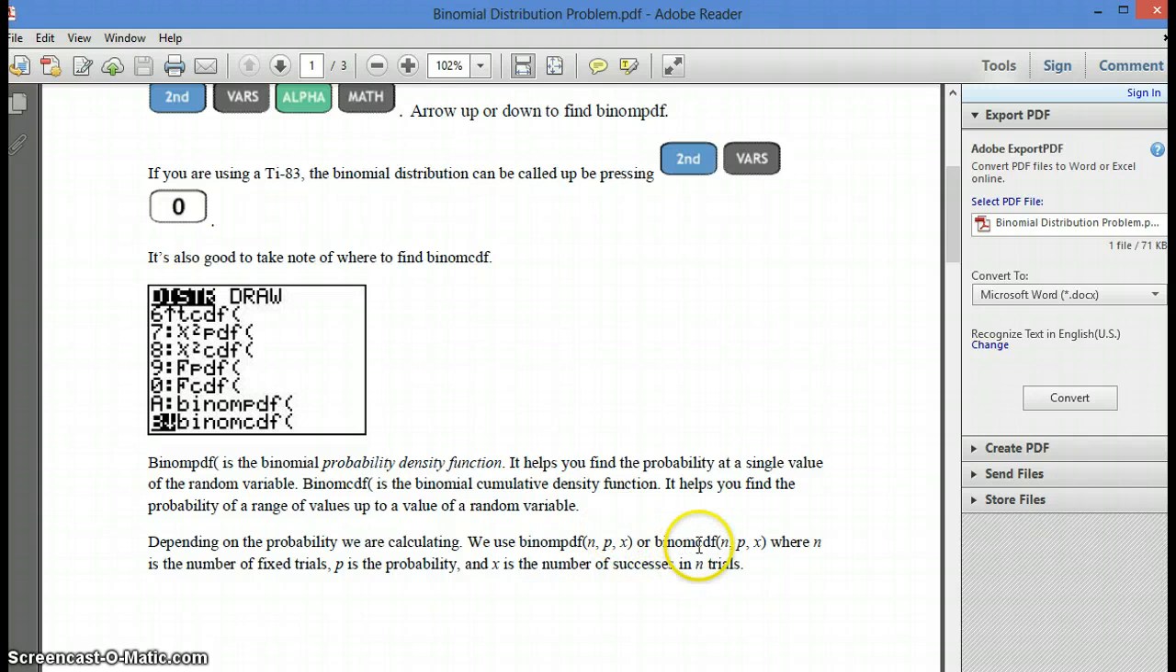It's also good to know about the cumulative density function. With the Binomial PDF, when we go back to calculate the probability that exactly 3 sophomores were chosen, we would use PDF. But in the problems that say more than 3 or less than 3 or at least 3 or at most 3, we'll use Binomial CDF. We'll be using the cumulative density function where we add up probabilities. So it'll be good to be able to locate both Binomial PDF and Binomial CDF.